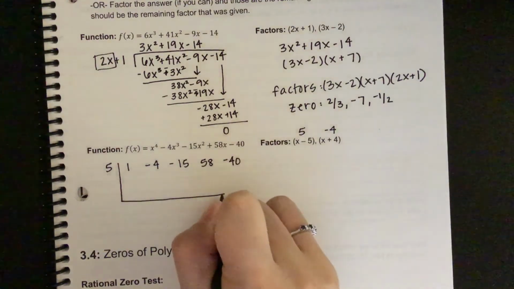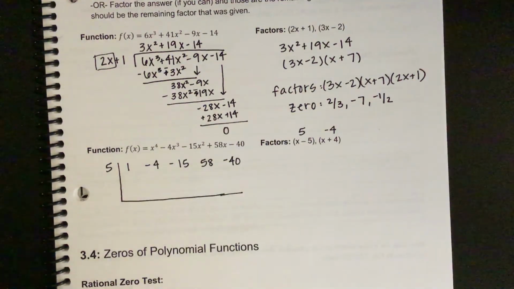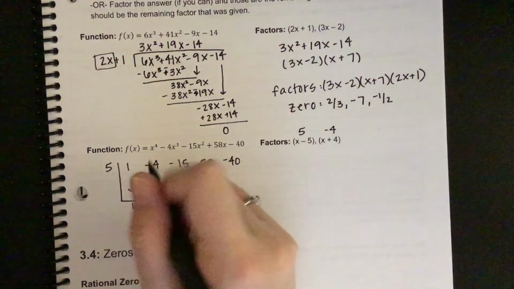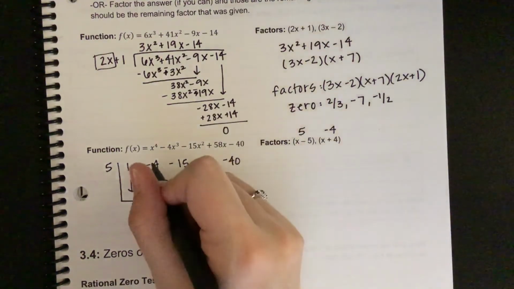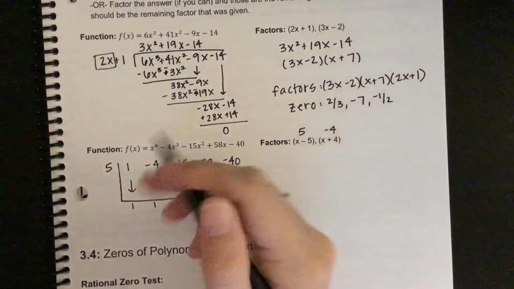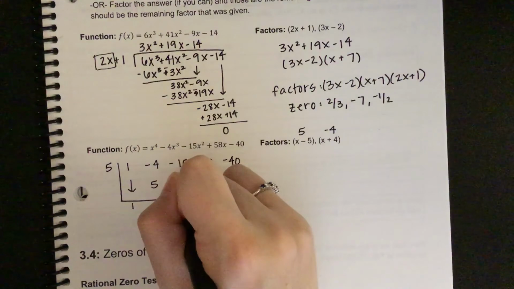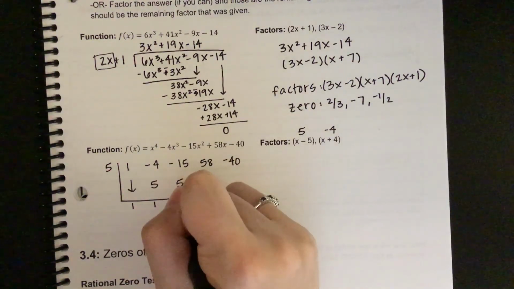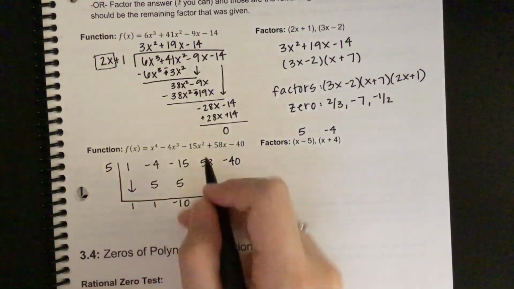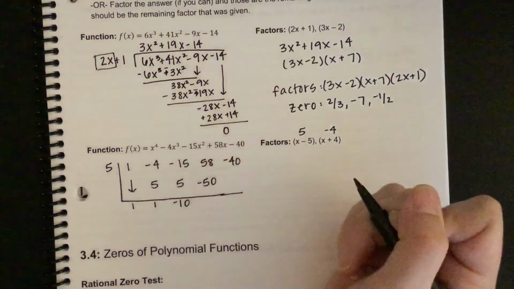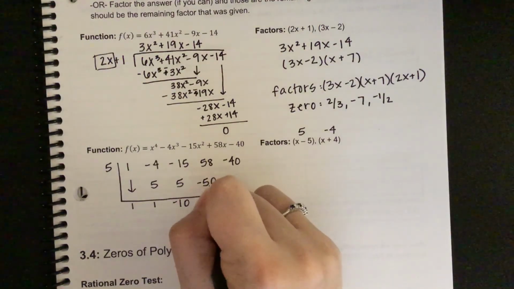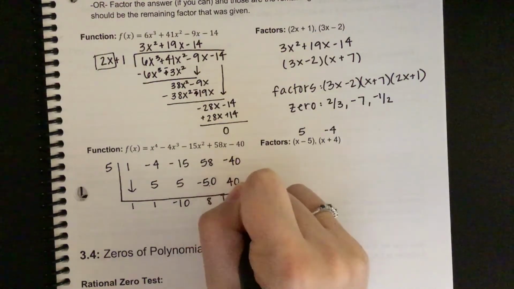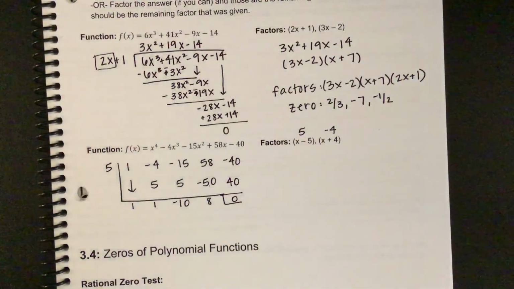So I'm going to extend my synthetic division line. Bring down your first one. 5 times 1 is 5. Negative 4 plus 5 is 1. 5 times 1 is 5. Negative 15 plus 5 is negative 10. 5 times negative 10 is negative 50. 58 minus 50 is 8. 5 times 8 is 40. Remainder 0, which you should get.